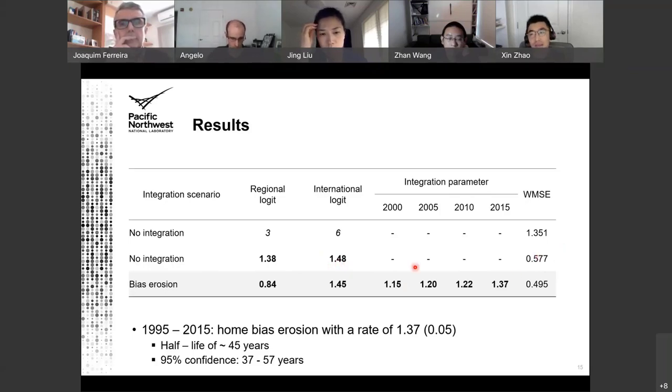But generally speaking, the model performs a lot better when allowing this trend of market integration as implied by this historical data. And this value, the 1.37, is the integration rate relative to the base year 1995, and the standard error is 0.05. This value implies a half-life of about 45 years. It takes about 45 years to reach 50% of the full integration. I have seen this metric being used in other studies for studying market integration. And this is a 95% confidence interval, like 37 to 57 years.